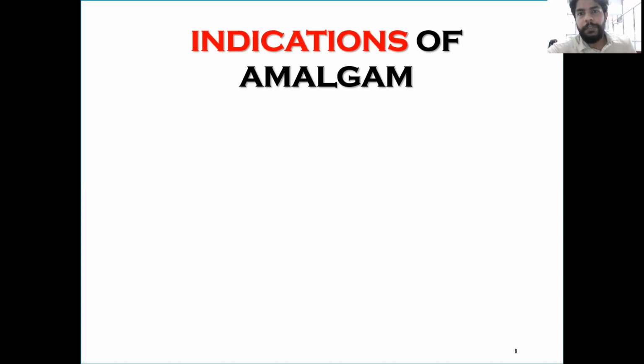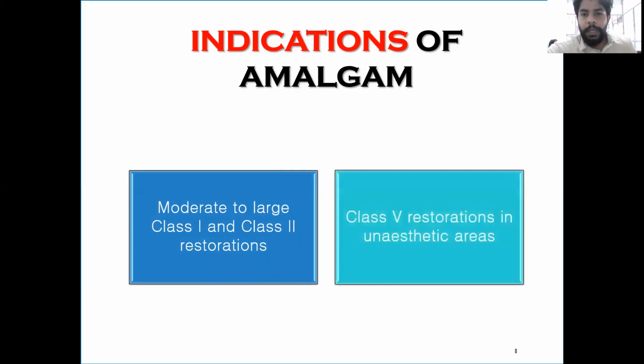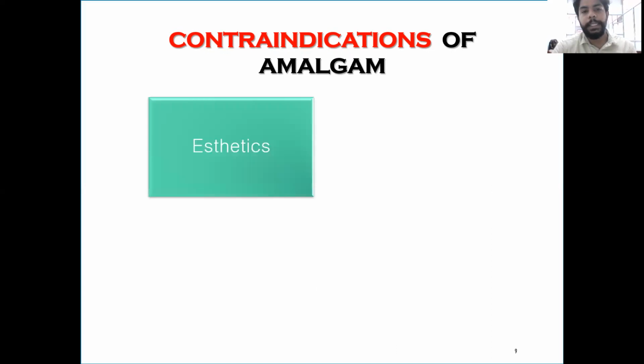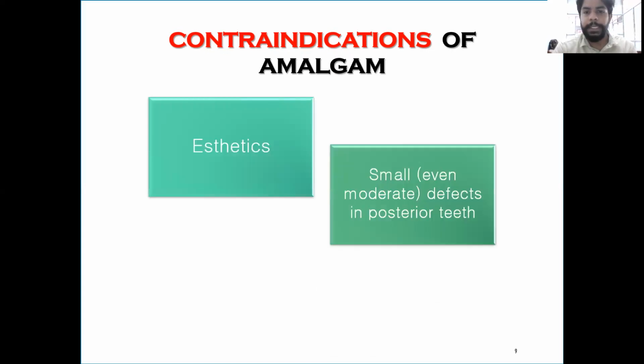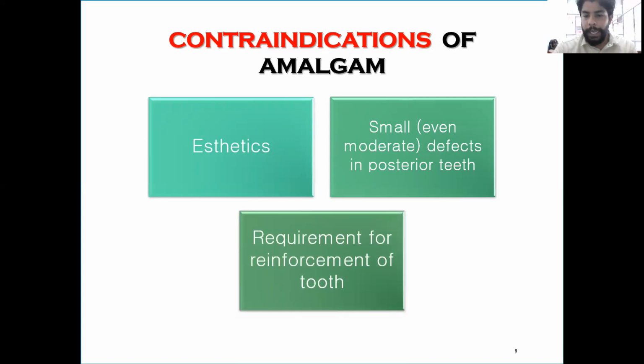Coming to the indications of amalgam. Amalgam is generally indicated for moderate to large class 1 and class 2 restorations. They are also used in class 5 restorations in non-aesthetic areas. Amalgam restorations are generally contraindicated because of poor aesthetics. It is not indicated in small defects in the posterior teeth and when there is a requirement for reinforcement of the tooth.